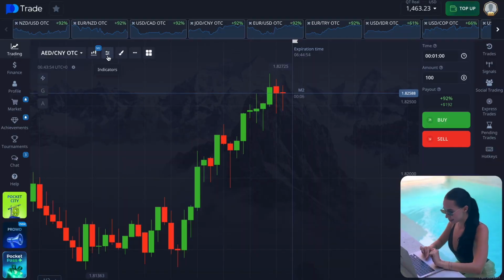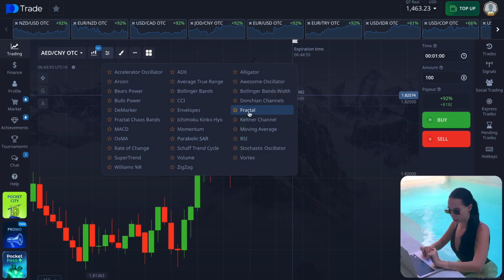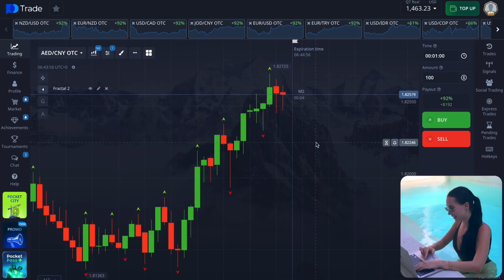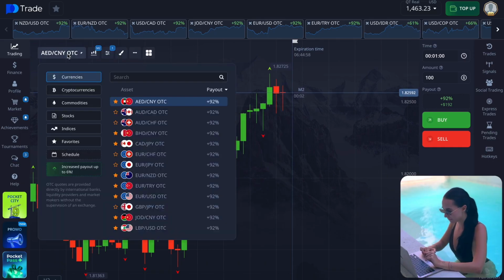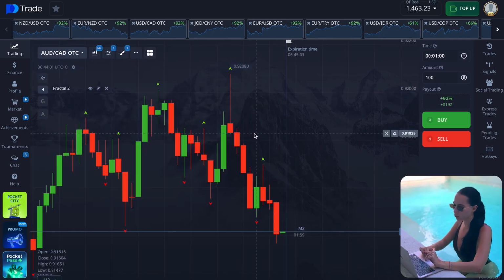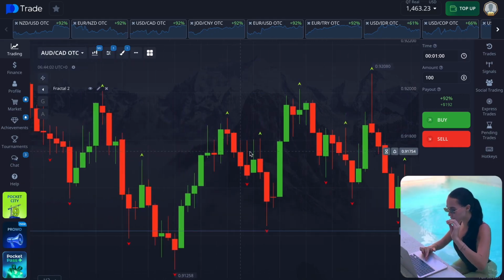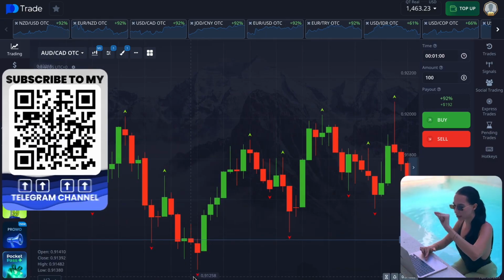So guys, let's go. Today is a new experience for me. I'm trading in the pool. So we choose a fractal indicator. Time of the expiration is going to be 1 minute. And now we need to find a currency pair with a really good trend and also a signal from the fractal. You can see a red and green arrow.